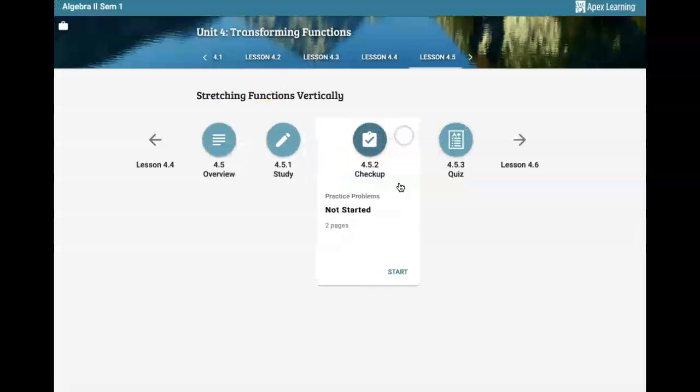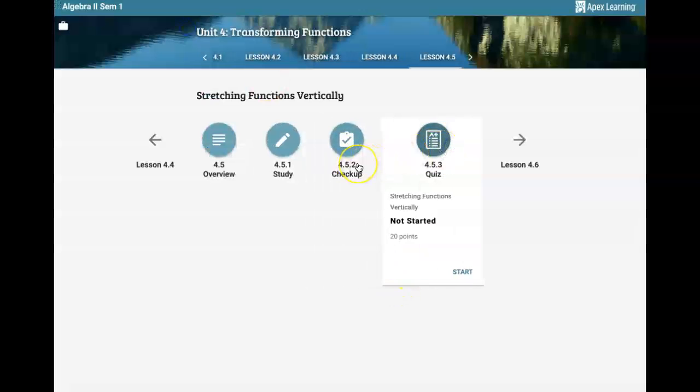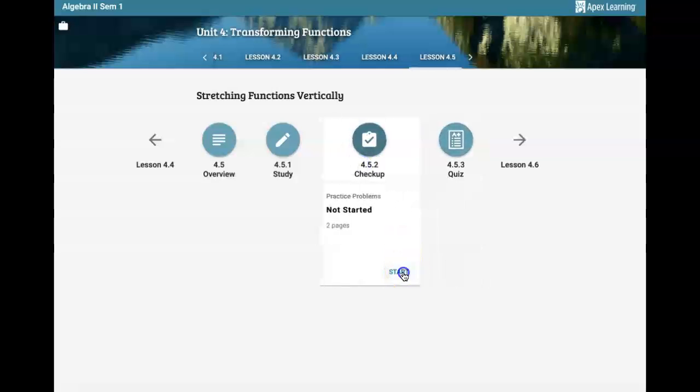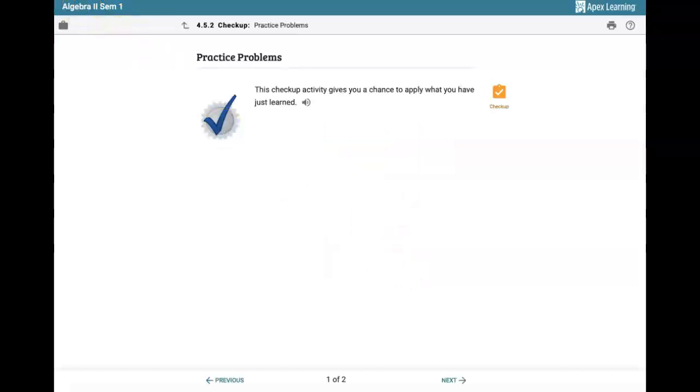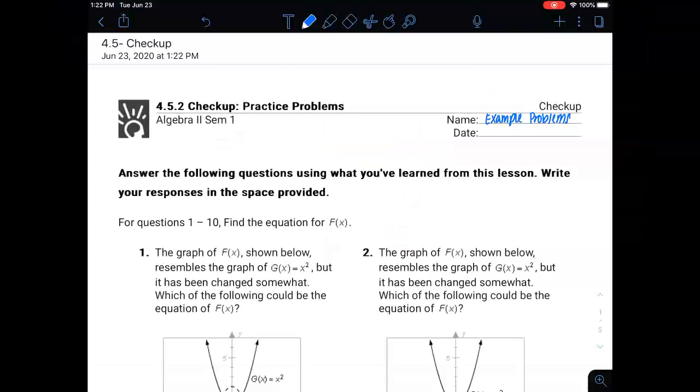And we're going to move forward here with the checkup. And just a reminder, you only have one quiz for this. So yes, you do have to do this quiz, and it's only on stretching functions vertically here. All right, so we'll work through a couple of these practice problems, but try to keep this short for time's sake. All right, so looking here at the 4.5 checkup.